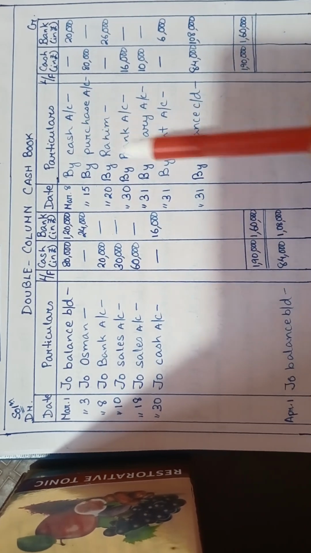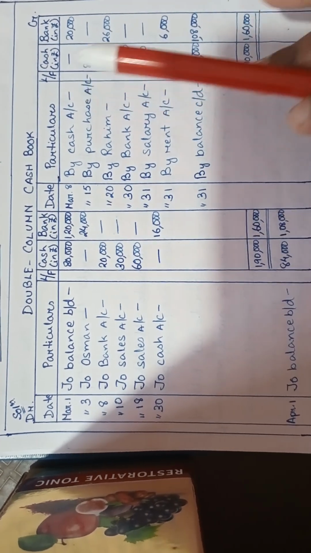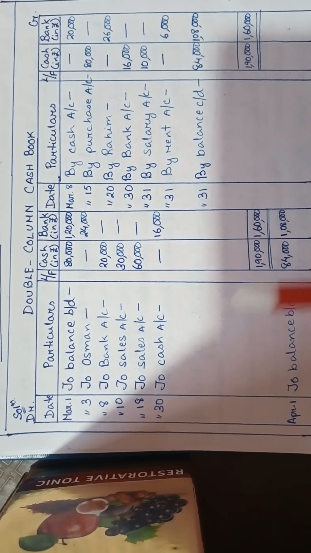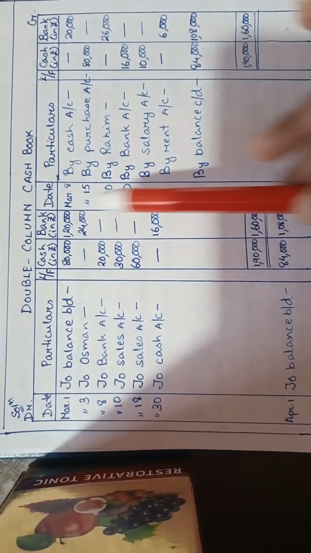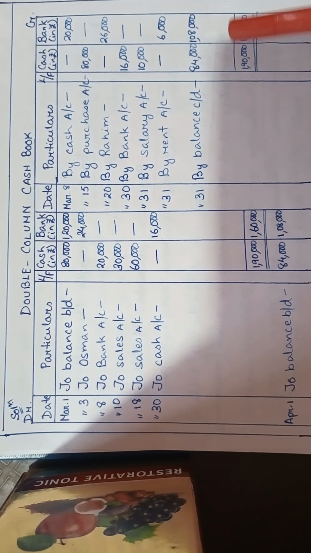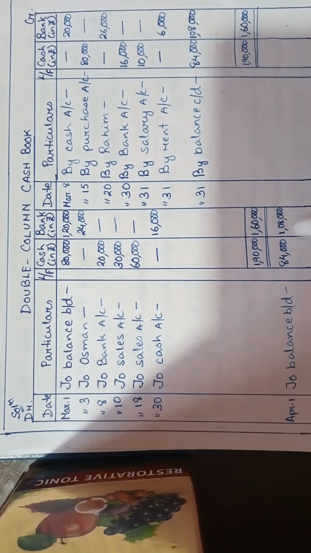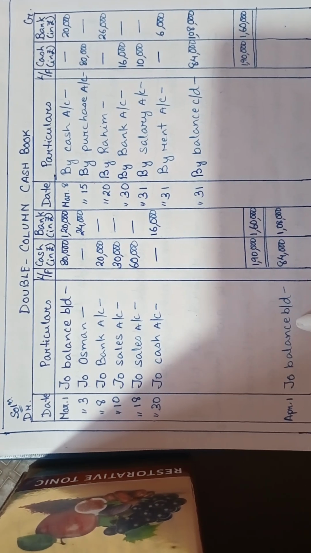So these all are journal entries. If you know how to pass the journal entries, you can easily prepare the cash book. Then you have to take out the total and balance it. Take out the balance, and this balance you have to transfer to the next month, that is April 1. So I hope you have understood.